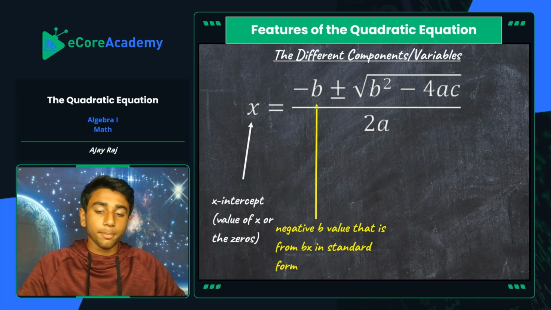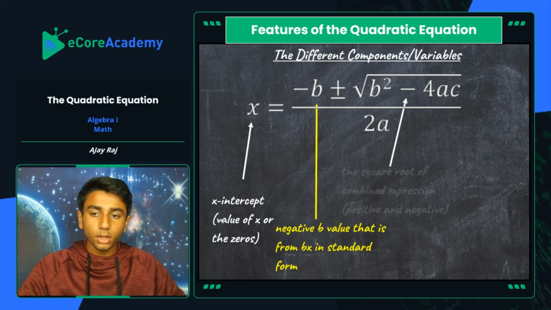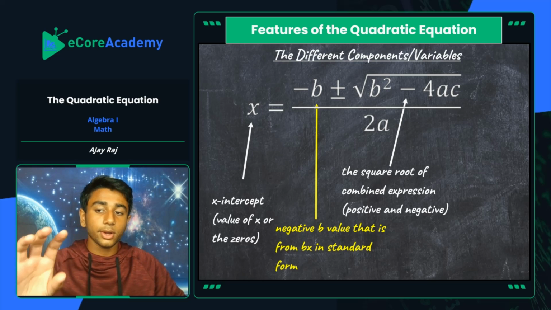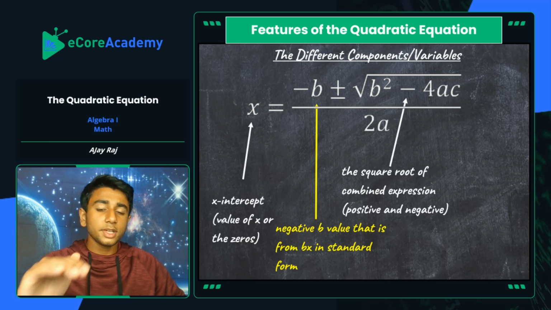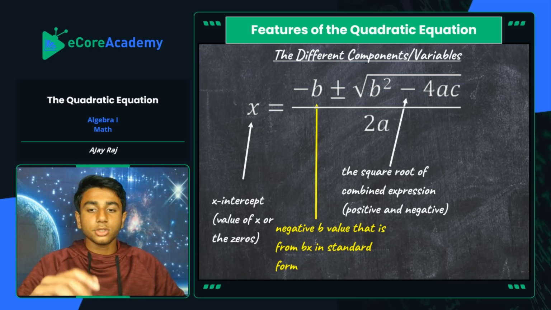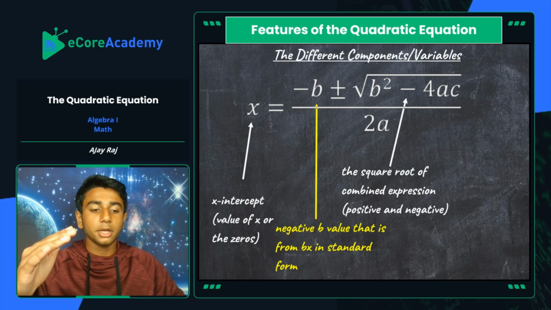This right here is your b value. You're looking for the negative b value. That is essentially from the bx in your standard form equation, ax squared plus bx plus c. And this whole expression, b squared minus 4ac, you're taking the square root of, and you're taking the positive and negative solutions of it. The reason being, whenever you square root something, you always have two solutions if it's a positive number. In this case, you'll have a positive or a negative solution, just like the square root of 9 is negative or positive 3.